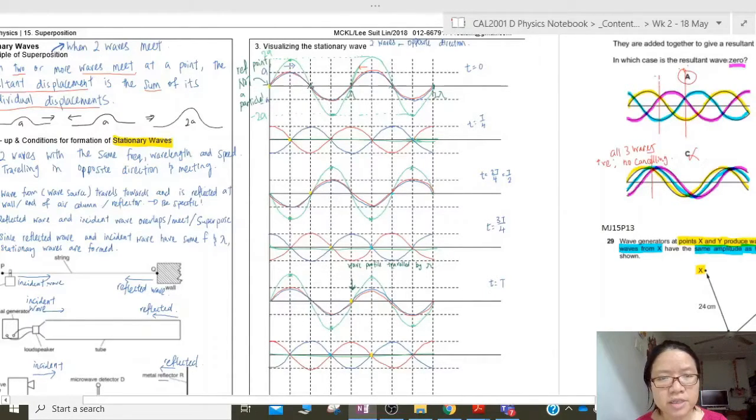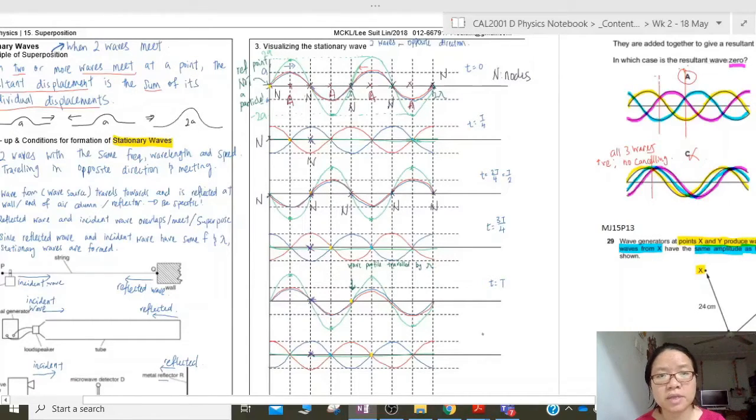Right now you can see there are certain points where the green graph is always 0, and we call them nodes, N-O-D-E-S. So nodes are places with zero displacement. The particles don't have to move. All these are nodes, as you can tell. There are also places where the particles have to move a lot, from positive 2A to negative 2A, and we call those particles antinodes.